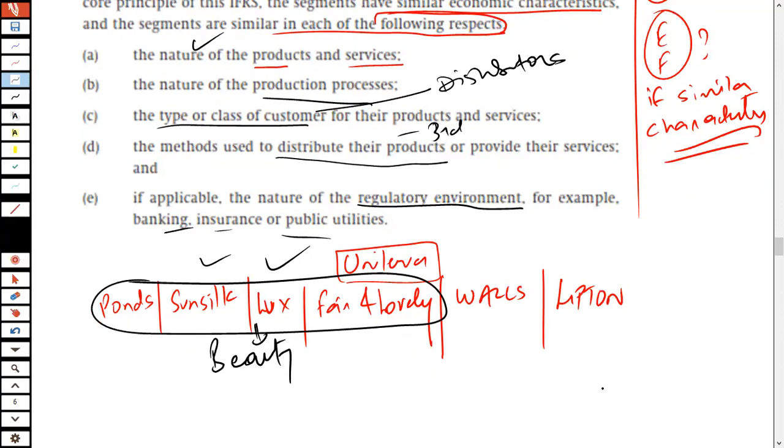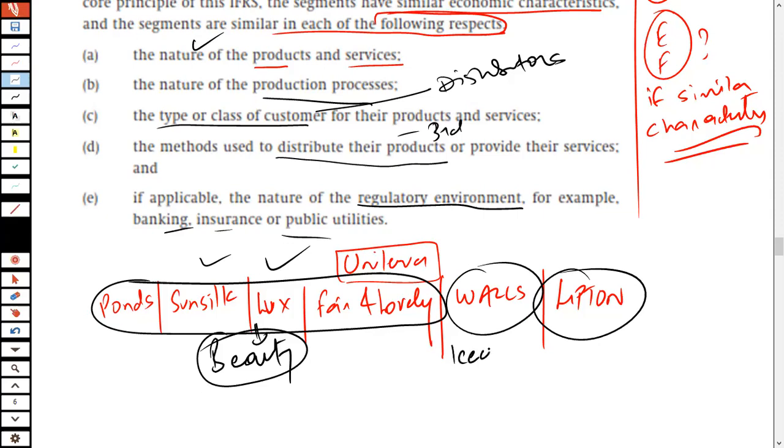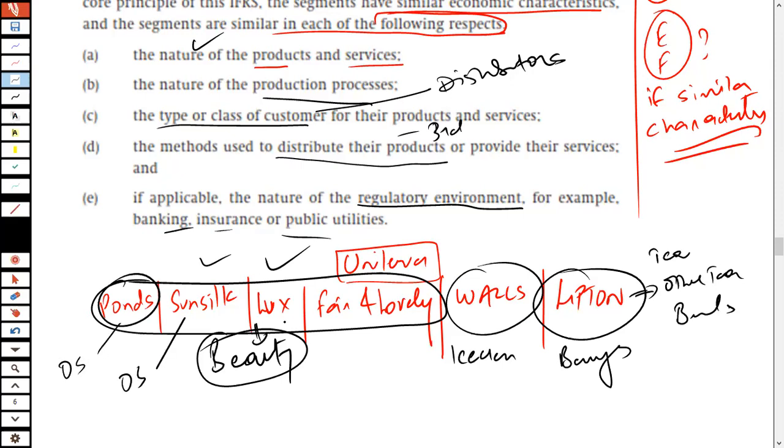So in its financial statements, Unilever presents three operating segments, three reportable segments. One is the beauty section, another is the ice cream section, and the third is the beverages section, under which it shows its Lipton tea and the other tea brands that it operates. This is termed aggregation. Otherwise, Pond's itself, Sunsilk and Lux would each be a separate operating segment because they are such large businesses. But to make things easy for themselves and for the users of financial statements, they've aggregated these operating segments.